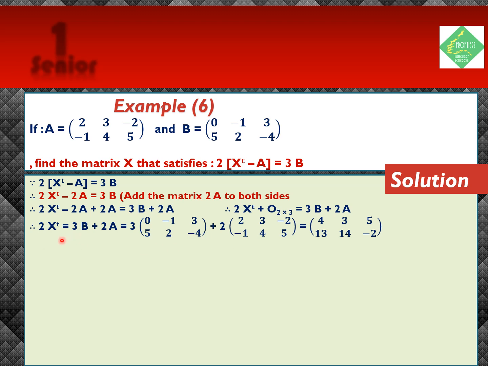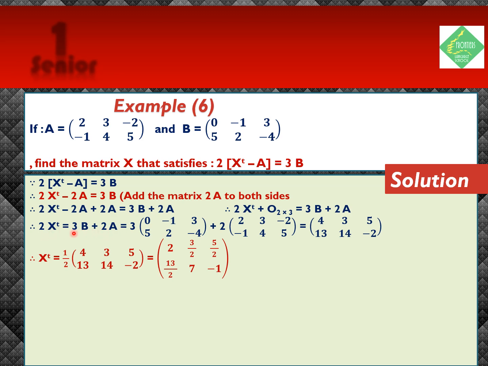Now you can also solve by distributing 2 over these elements. You will multiply 2 by X transpose, and you will multiply 2 by negative A. You will get 2X transpose minus 2A equals 3B. Add 2A to both sides, you get 2X transpose equals 3B plus 2A.